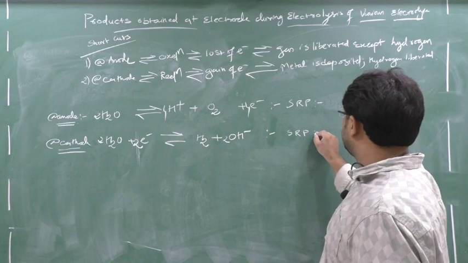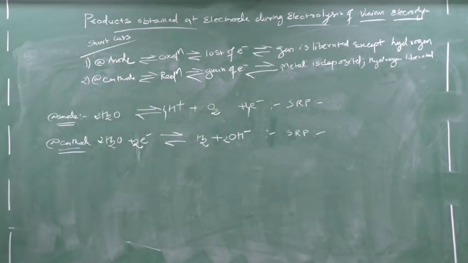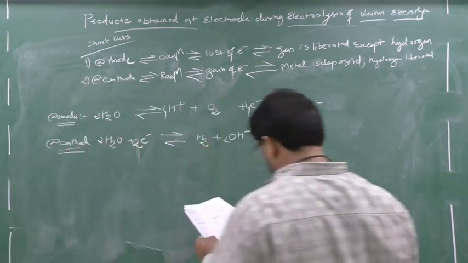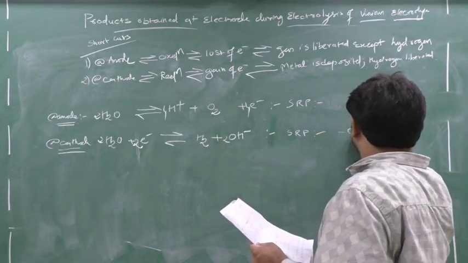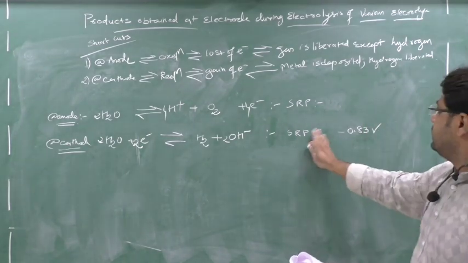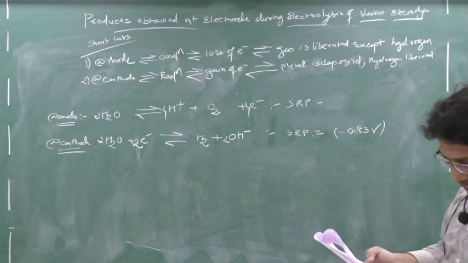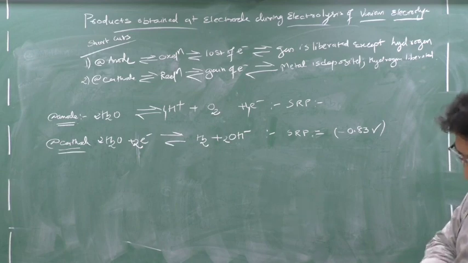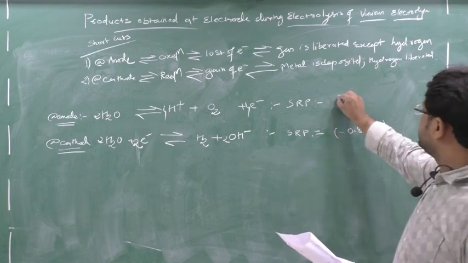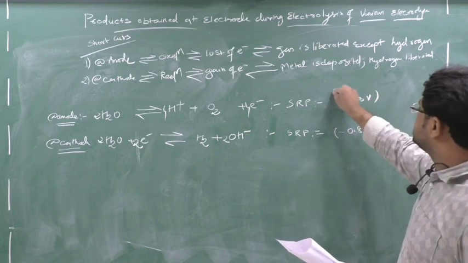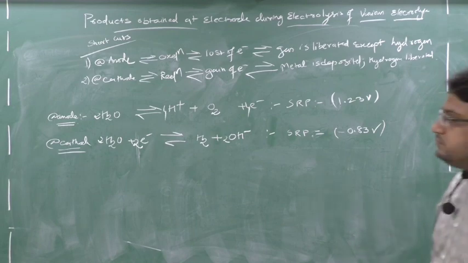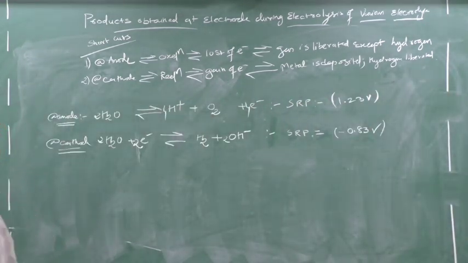So write down the SRP. SRP value means standard reduction potential, and remember SRP value of water. We write down the SRP reaction of water at cathode. You write down minus 0.83 volt. SRP value of water, that is minus 0.83 volt, and for anode SRP value write down 1.23 volt. Please remember this. You have to mug it up. Okay. So SRP value you should mug it up.